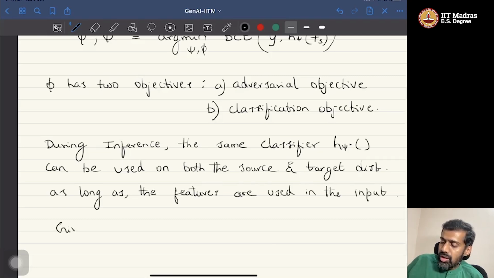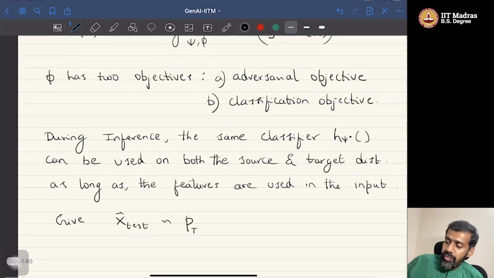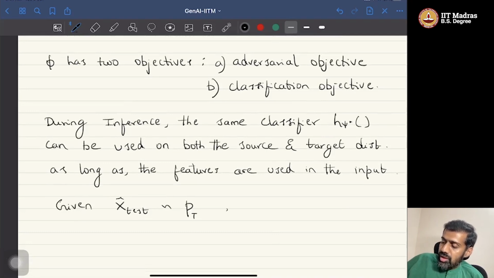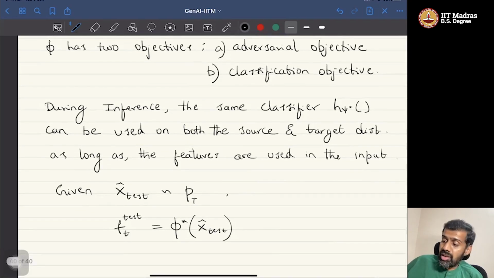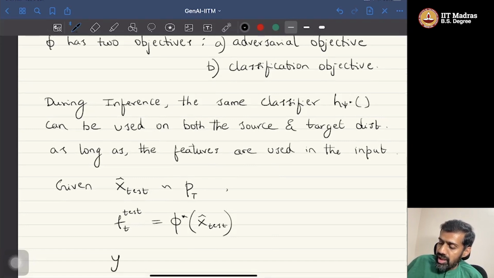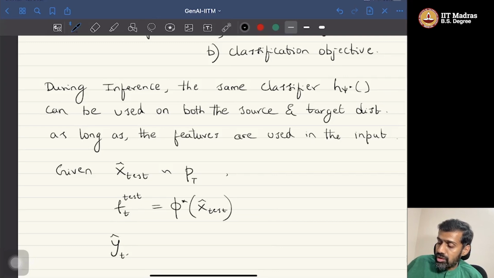So what does that mean? Given a data point x cap that we have sampled, so let's call this x cap test. So we have a data point x cap test that is sampled from p test. Then what we should do is that we should first find out f test, the feature vector corresponding to this, by passing it through the trained feature extractor. We pass x cap test through the trained feature extractor, and we get the feature for this particular test data. Then the final output, or the class, which is y cap test, is simply the output of the classifier, which would take f test as input.